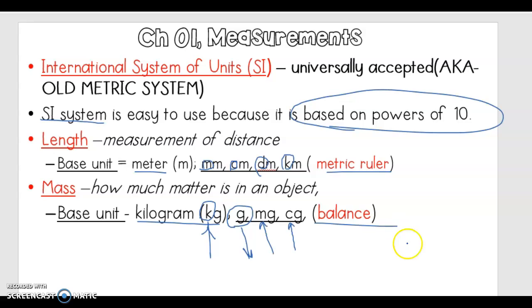A balance is what we're going to use to measure mass. We have electronic balances. You may have in the past used triple beam balances, but we do have electronic balances that we would use.